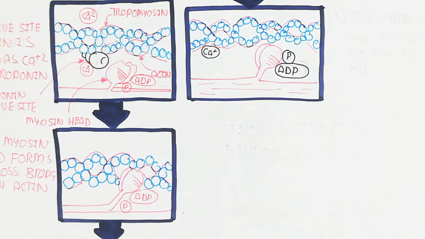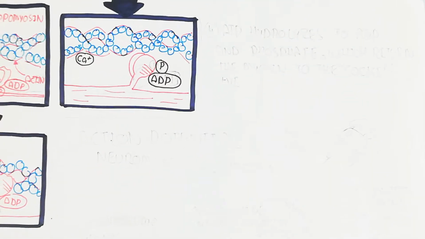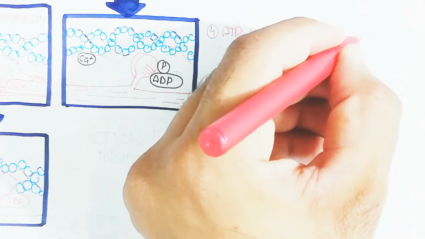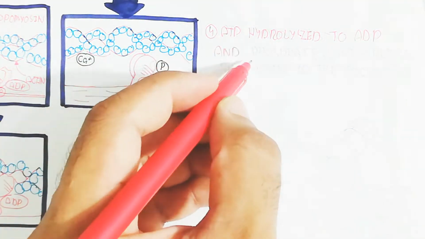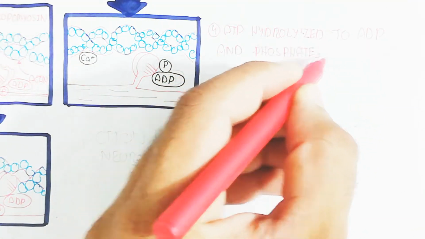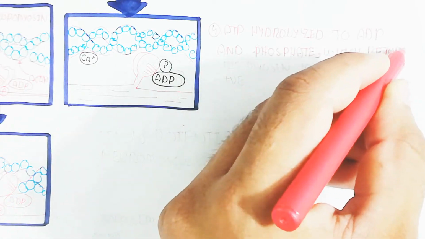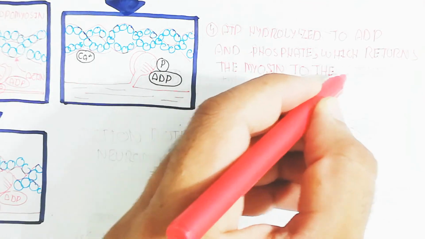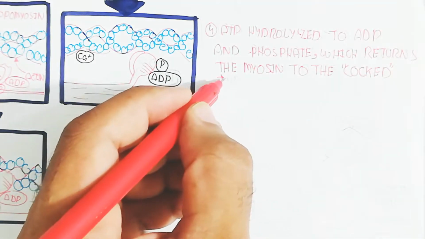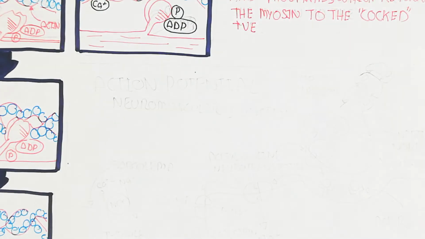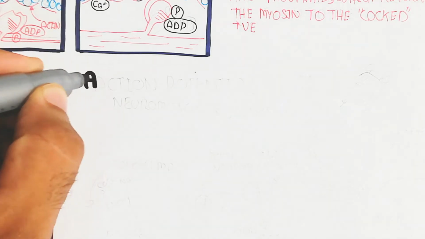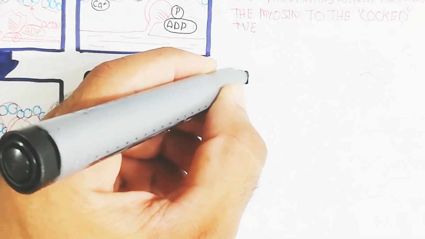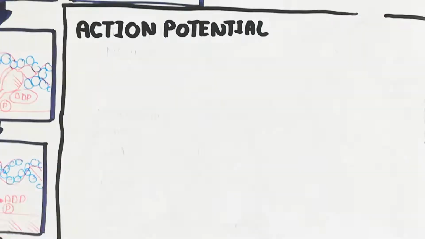So here is the ADP formation again, the calcium will be released and move again into the sarcoplasmic reticulum, while the detachment will occur and the cycle will begin again for contraction. So step 4 is the ATP hydrolyzed to ADP and phosphate, which returns the myosin to the cocked position. And in this way, let's begin to understand the action potential, how it works, and how the calcium will bind.